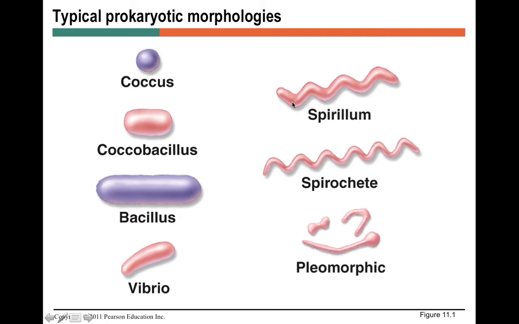We also have spirillum, which is kind of a spiral or helical, squiggly sort of appearance. The spirochete would be corkscrew-shaped, and then pleomorphic means it has many shapes, actually. So you can see this looks like a wishbone, a doggy bone, and then this looks almost like a pin, a sewing pin.